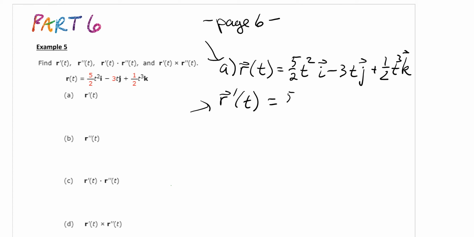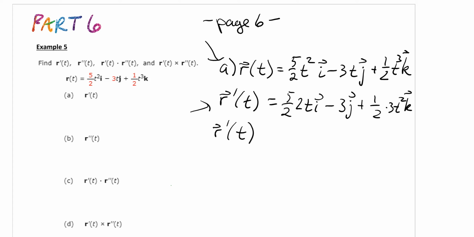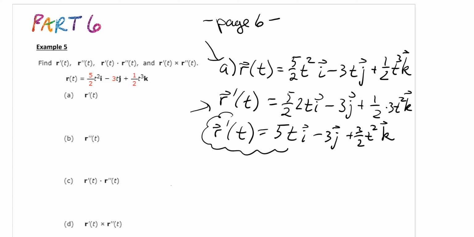We have 5/2 times 2t i, minus 3 times j, derivative of 3t is 3, plus 1/2 times 3t squared times k. Which is cleaned up a little bit, gives us this for the derivative.